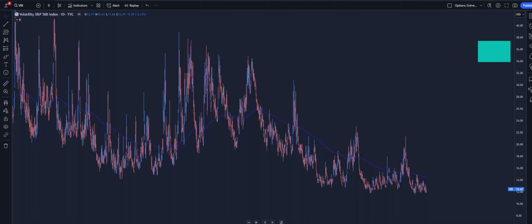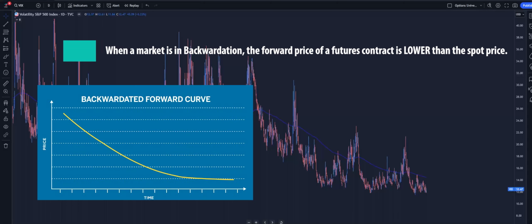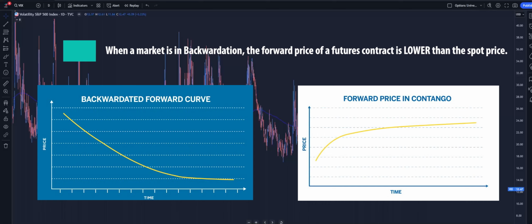Now, conversely, we have what's called backwardation. And backwardation is where the spot price is higher than the futures pricing. This is what the chart looks like. Look at the difference between the Contango chart and the backwardation chart. This is usually a signal for fear in the market because it means traders are expecting elevated volatility in the near future and are beginning to price that into the market by adding protection on the VIX, which increases the price of the VIX, which then allows the spot to climb beyond the pricing of the VIX futures.